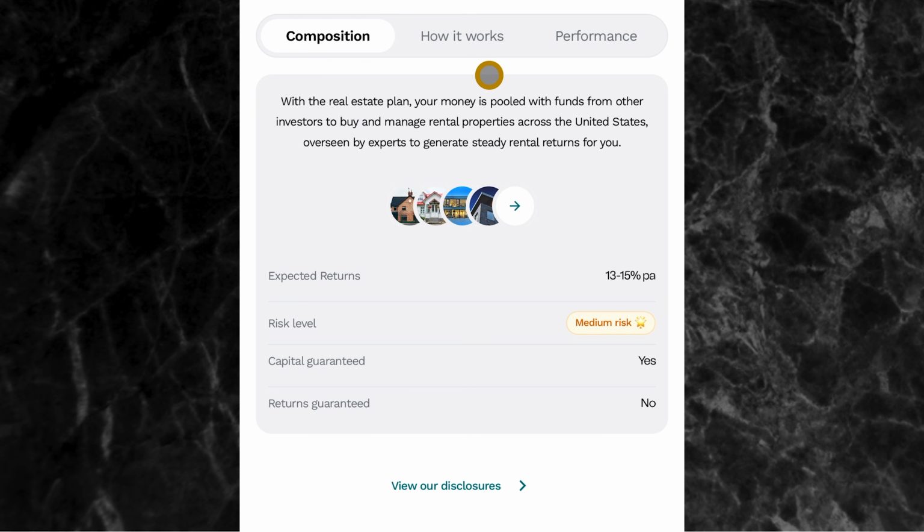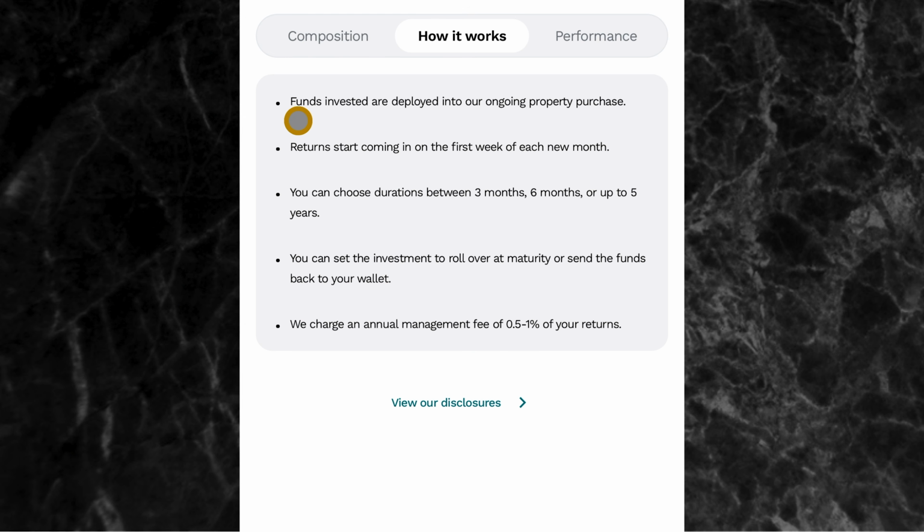So let's go back. Now, if you come here to where it says how it works, if I click on it, right here you see it says funds investment are deployed into our ongoing property purchase. What this means is that any funds or any money that is invested into this real estate investment, they put it into whatever property they are planning to buy, or maybe property that they are trying to manage.